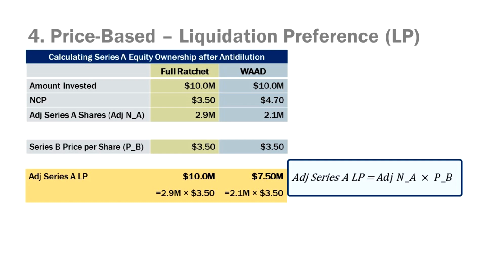The same cannot be said of weighted average anti-dilution. In this case, the Series A liquidation preference is reduced to $7.5 million, and we can see why full ratchet is a more investor-friendly term.